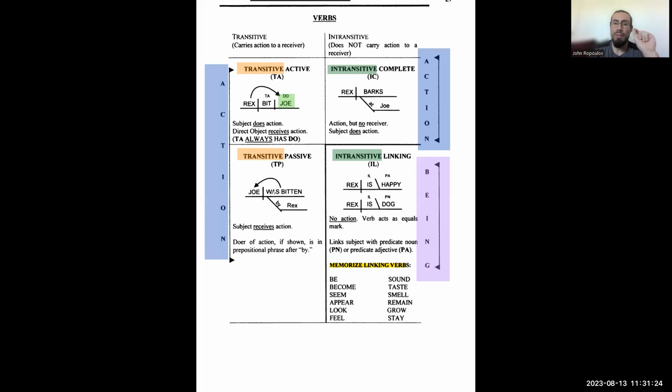But then it says Joe was bitten. Grammatically, there's no doer of the verb. Grammatically, there's no subject for the verb. Instead, the subject, and I mean the subject of the verb in terms of the one doing the action, but there is a subject at the same time. It's Joe. But Joe here is receiving the action. So the object, what was up there as the direct object, has now become the subject, and the subject is receiving the action. So that's why it has these two lines here: subject does action. Let me clean this up a bit.